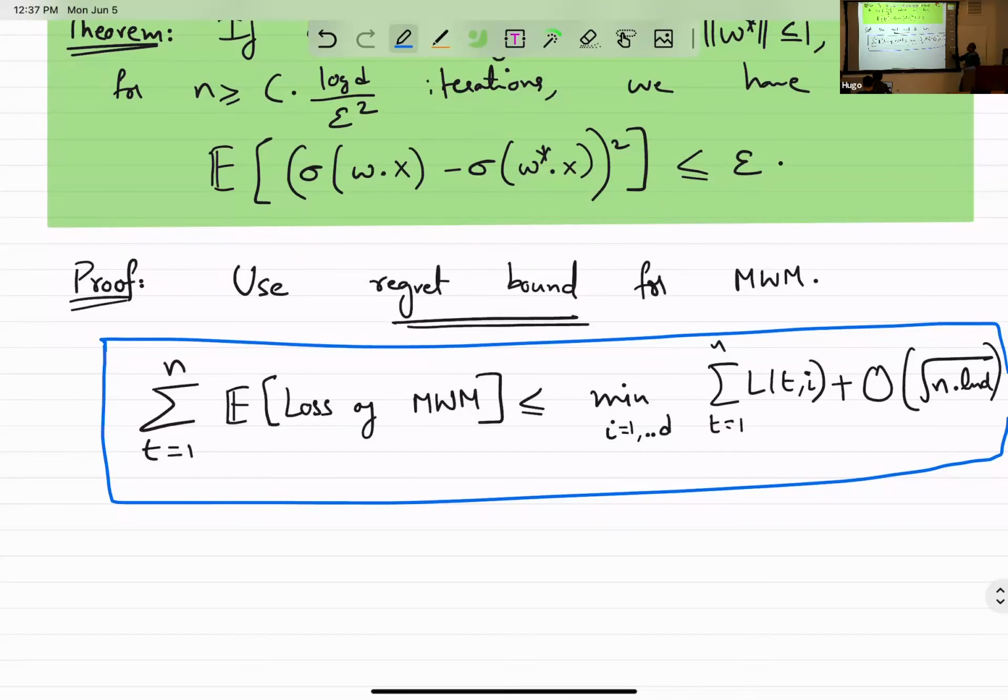And this has nothing to do with Sparsitron. This is just anything, as long as you have loss functions, this bound will hold. And now we have to connect what this is doing to our specific setup. Okay. Somewhere this squared loss should also show.